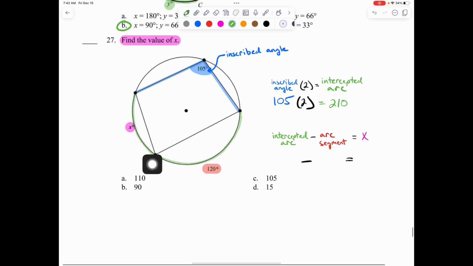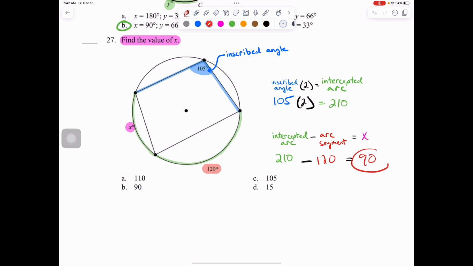All right. We have an arc segment of 120. And then we're just going to subtract. We'll take our total of 210 of our intercepted arc. We will subtract the arc segment it's giving us, which is 120, making our answer 90. Go ahead and circle B.